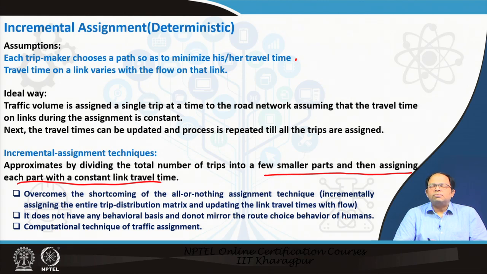So because of this assignment process, there is change in the travel time. That's why the shortest path changes. But as such, there is no behavioral basis that has been considered. That means humans or the individuals haven't been given a route choice based on certain other characteristics that they would have evaluated. So this is a computational technique of traffic assignment. So this has got no behavioral basis, but at the same time, this is a technique which actually assigns traffic to different paths instead of just a single path in all or nothing assignment.